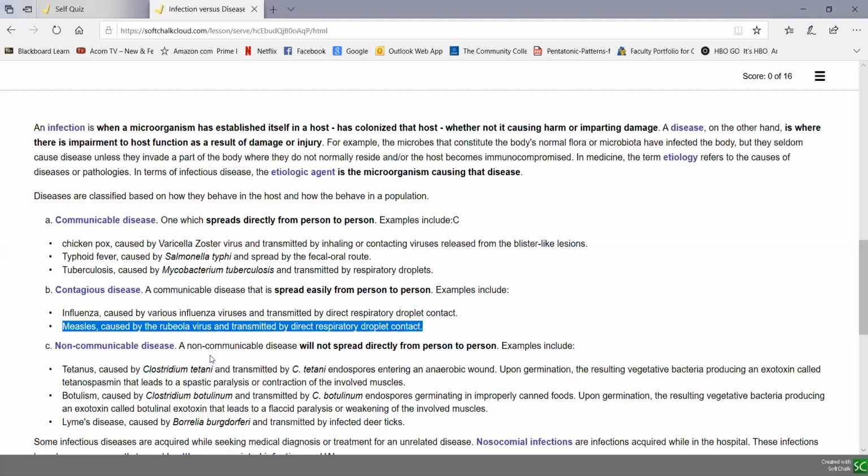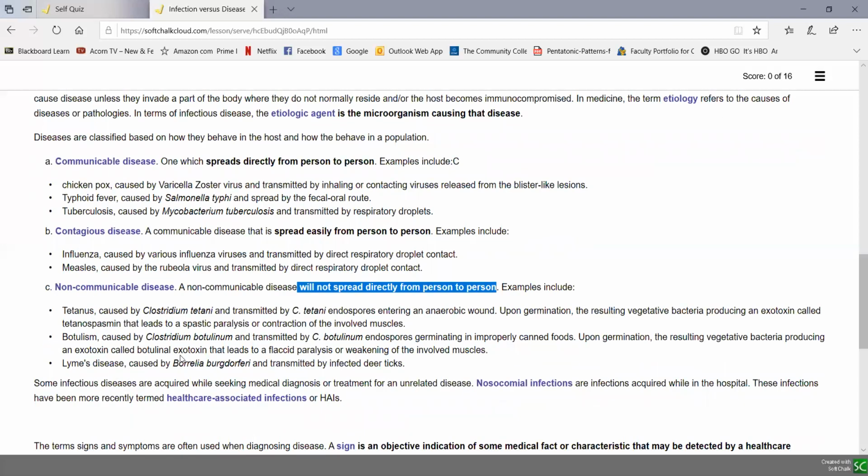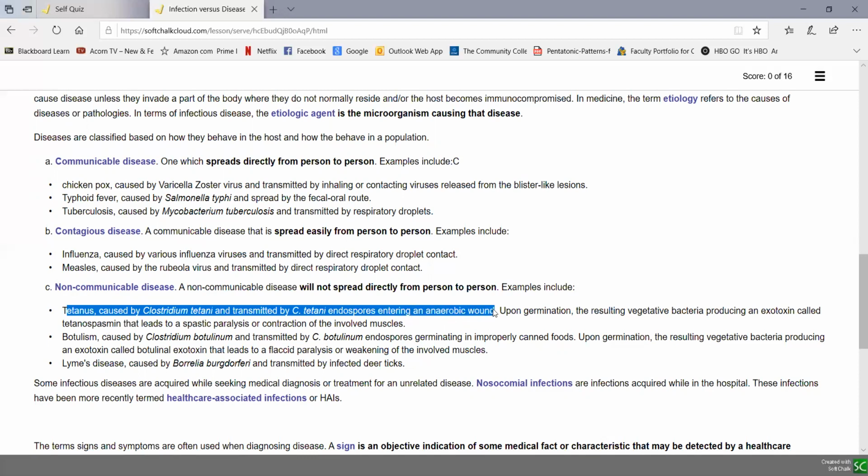Now, a non-communicable disease is one that will not spread directly from person to person. And there's a number of examples of that. Some diseases are due to exotoxins, where it's a toxin that the bacterium produces that's causing the harm, but not an organism actually infecting the body. For example, tetanus is caused by Clostridium tetani. And this is transmitted when endospores of Clostridium tetani enter an anaerobic wound. Remember, Clostridium tetani is an obligate anaerobe.